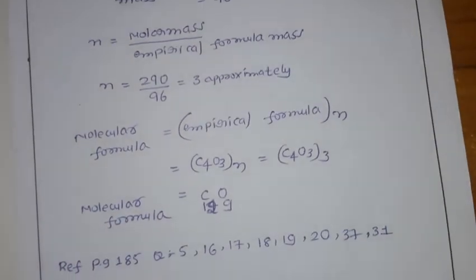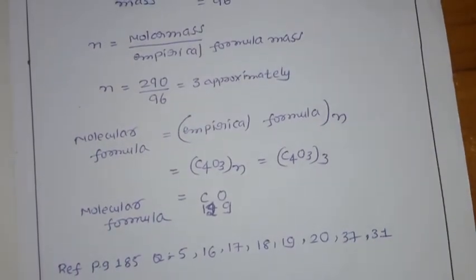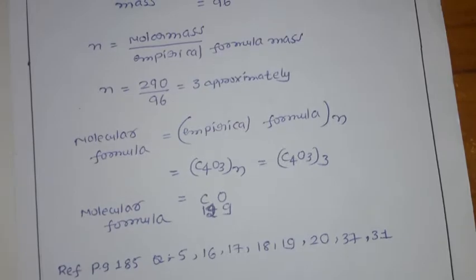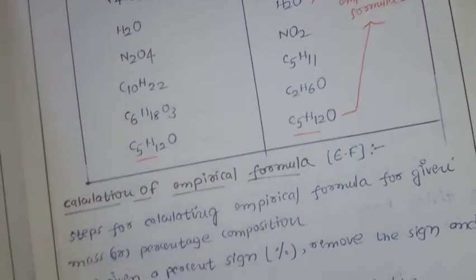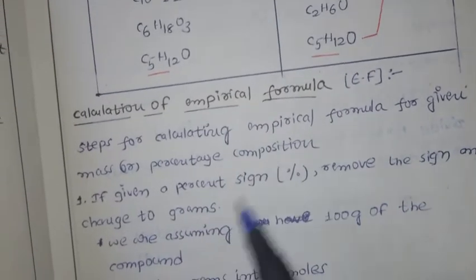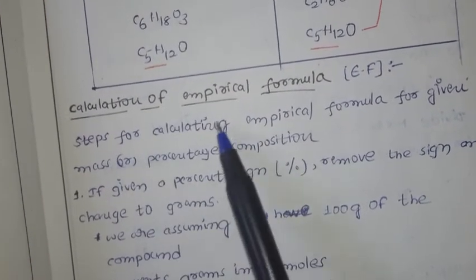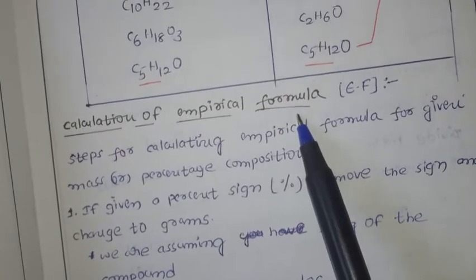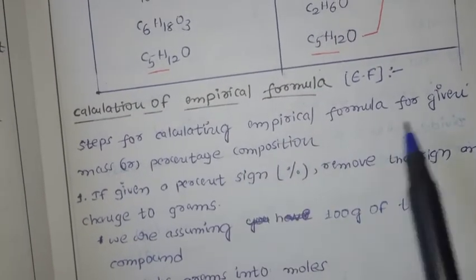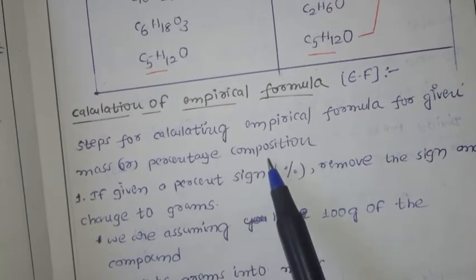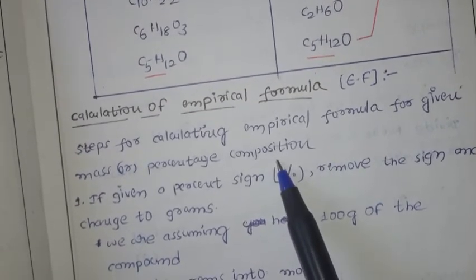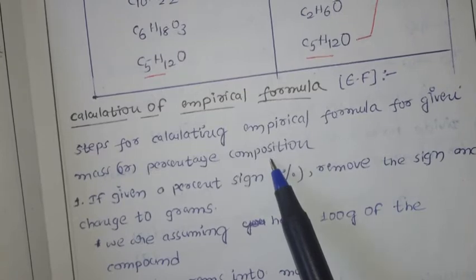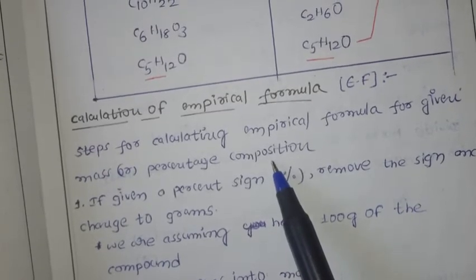If you want to know, in the previous notes we have steps. I am now reading that one. Calculation of empirical formula. Now you can see the steps for calculating empirical formula for given mass or percentage composition. We already saw one example. If the percentage composition is given, you have to calculate the empirical formula to know the molecular formula.